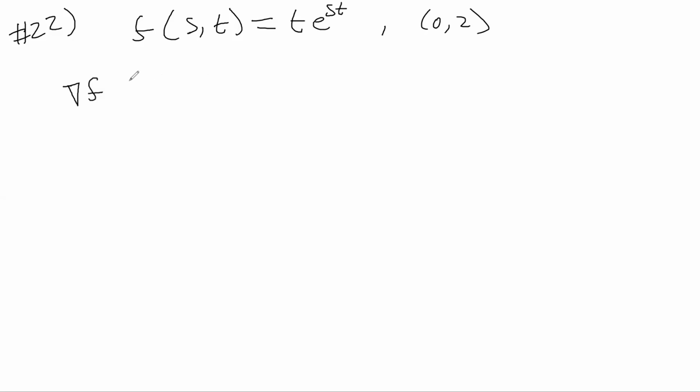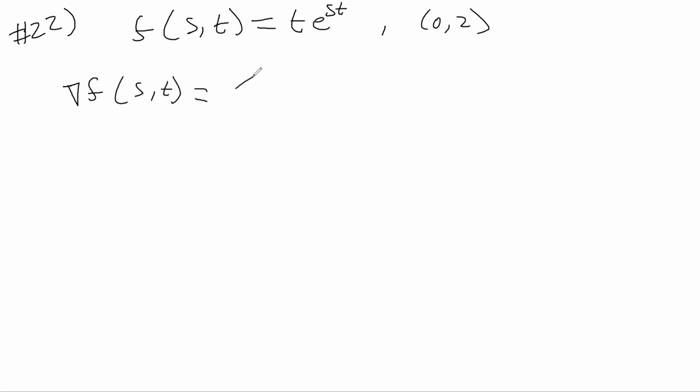Yes, 22. So in 22, they give us a function in terms of s and t, which is this, and then the point 0, 2. The question tells us to find the maximum rate of change of f at the given point and the direction in which it occurs. Okay. So first, whenever you're trying to deal with these questions, you need to find the gradient vector.